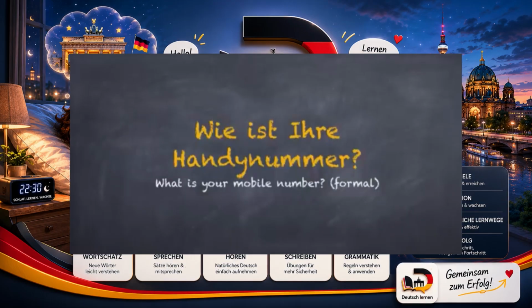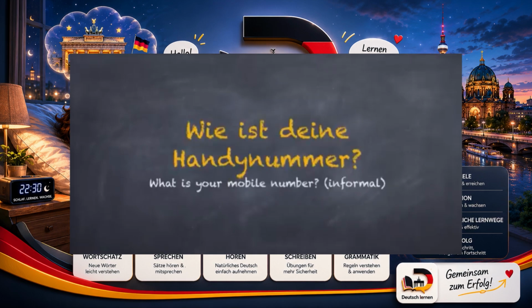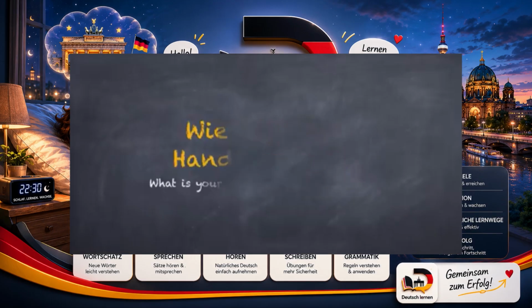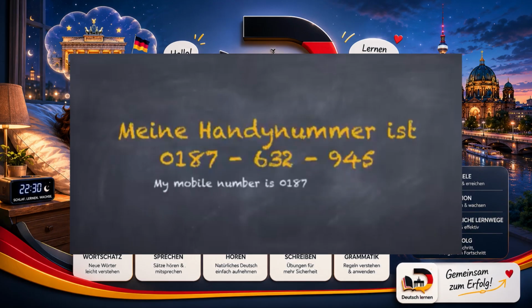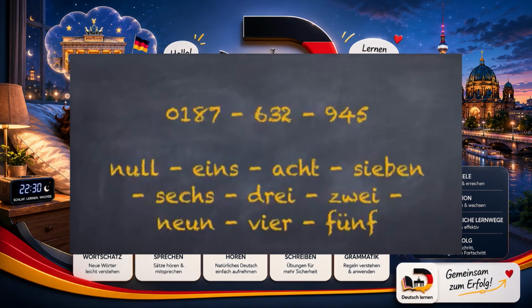Wie ist Ihre Handynummer? This question is asked formally, and informally I would ask, Wie ist deine Handynummer? Answer to both these questions is the same. Meine Handynummer ist 0187 632 945. Once again, 0187 632 945. Now try to read your mobile number in German.